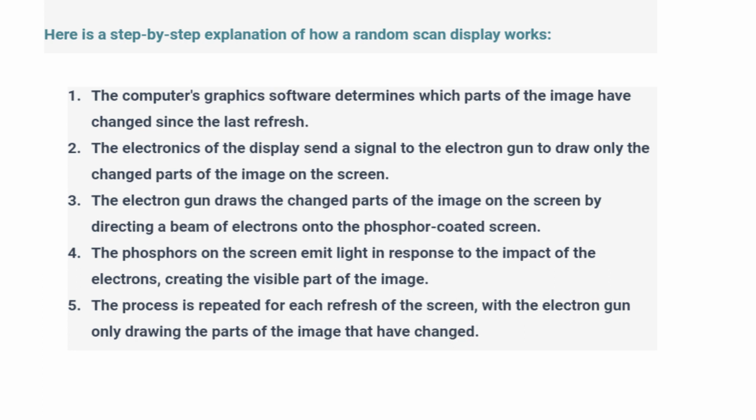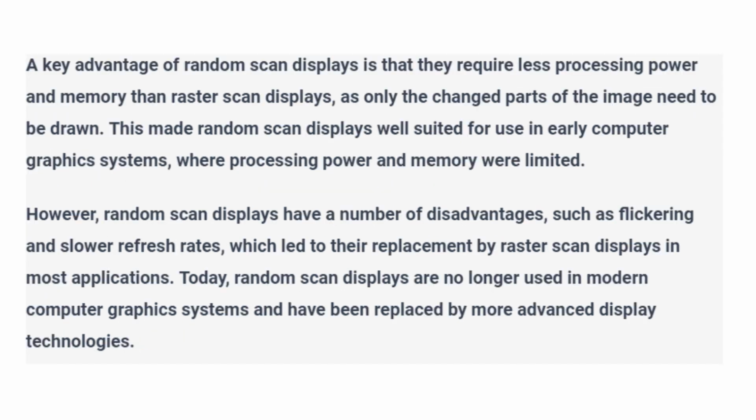The phosphors on the screen emit light in response to the impact of the electrons, creating the visible part of the image. The process is repeated for each refresh of the screen, with the electron gun only drawing the parts of the image that have changed. A key advantage of random scan displays is that they require less processing power and memory than raster scan displays, as only the changed parts of the image need to be drawn.